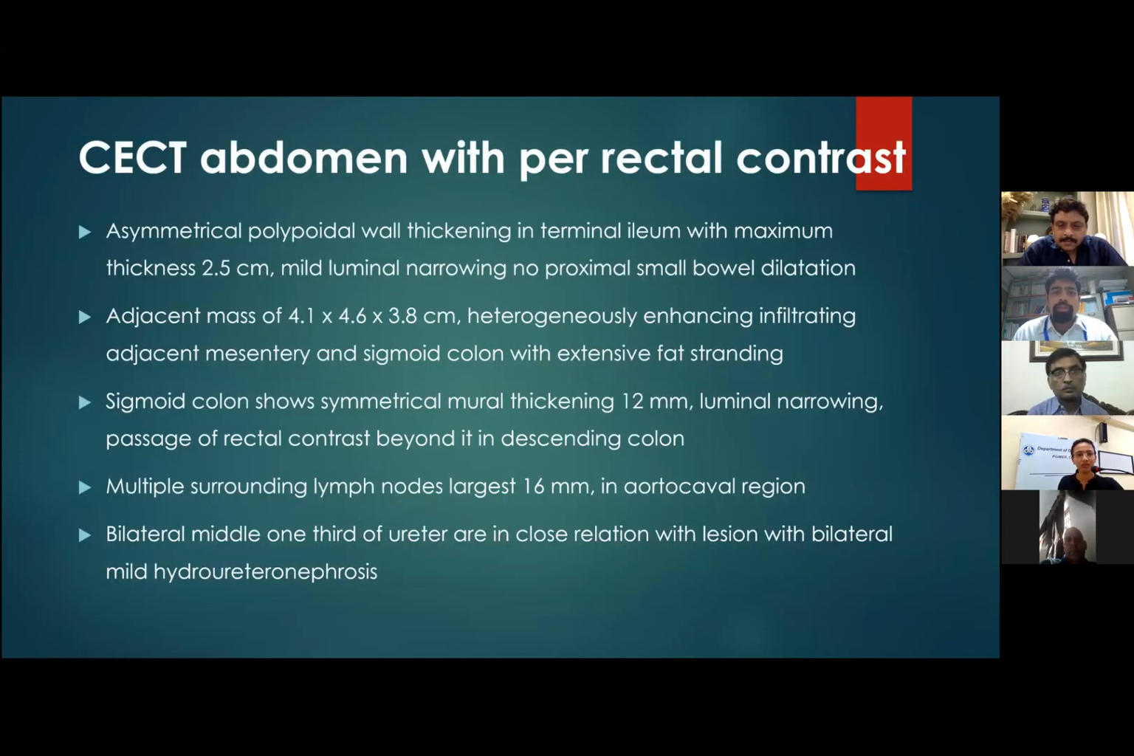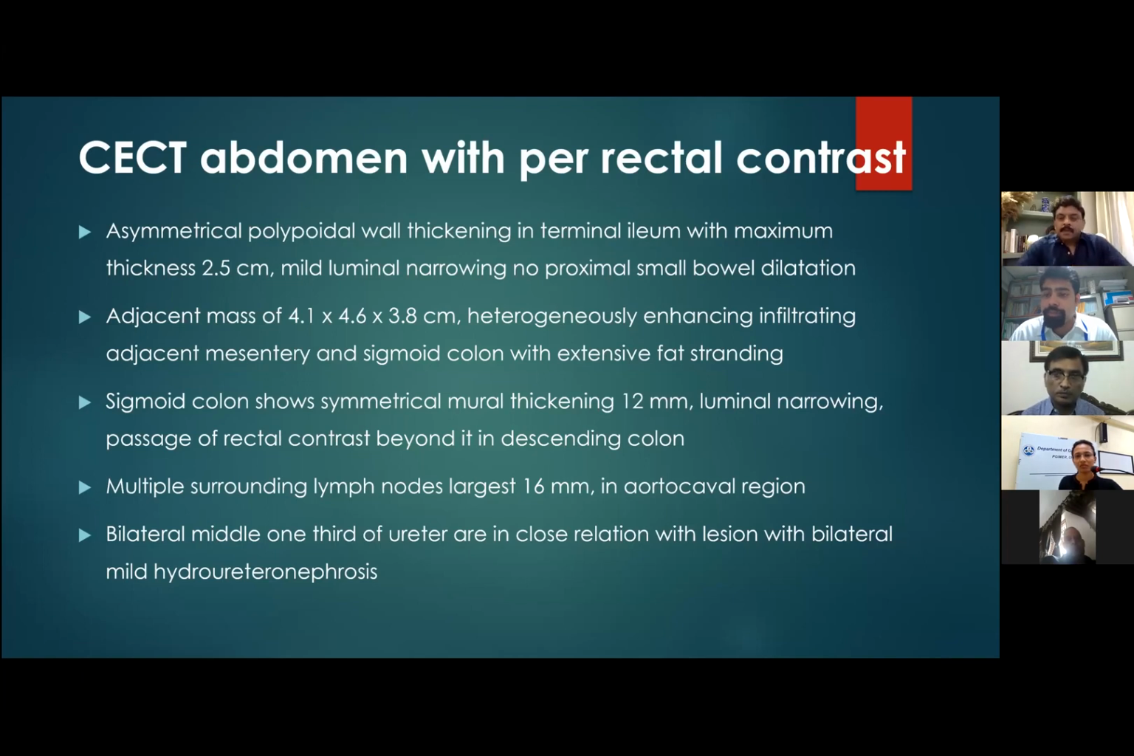So let's see what the radiologist reported for us. There was asymmetrical polypoidal thickening in the terminal ileum with the maximum thickness of 2.5 centimeter, mild luminal narrowing and no proximal bowel dilatation. There was a 4 x 4.6 x 3.8 centimeter heterogeneously enhancing infiltrating mass in the mesentery, which was infiltrating the sigmoid colon with extensive fat stranding. There was mural thickening in the sigmoid colon with luminal narrowing, but the contrast was able to pass beyond it into the descending colon. There were multiple surrounding lymph nodes, the largest being 1.6 centimeter. And there was some mild hydroureteronephrosis as well.